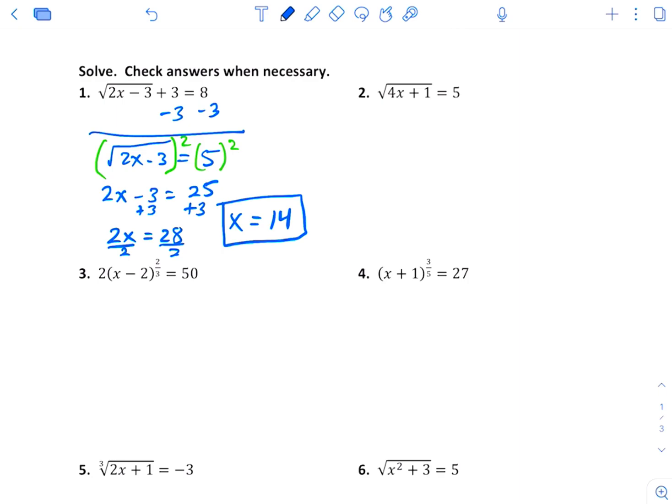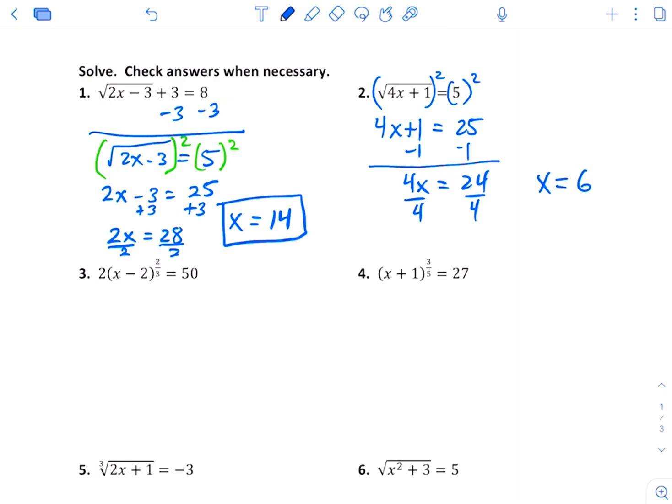Okay. All right, second one, the radical is already by itself, so I'm just going to start by undoing that square root. So again, to undo a square, we have to square both sides. So this will leave me with 4x plus 1 equals 25, and now I have a linear equation, so I'm just continuing to solve using those rules. So I would subtract the 1, so 4x equals 24, divide both sides by 4, so then that means x will equal 6 for that answer.